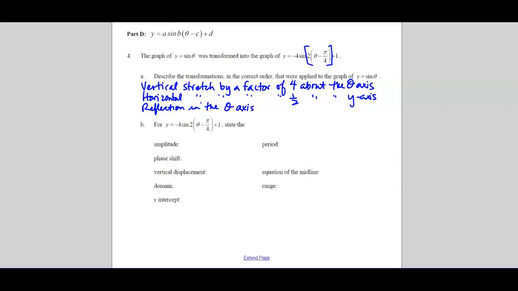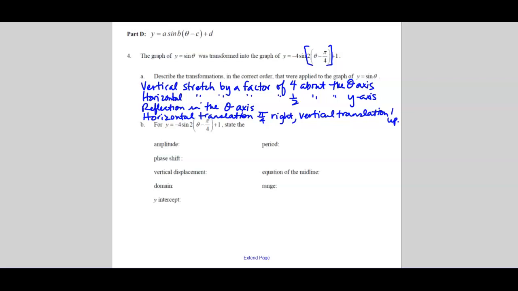Okay. And then horizontal translation, pi over 4 right, vertical translation, 1 up. Because it's been factored, right? If it wasn't factored, you need to factor out that 2.